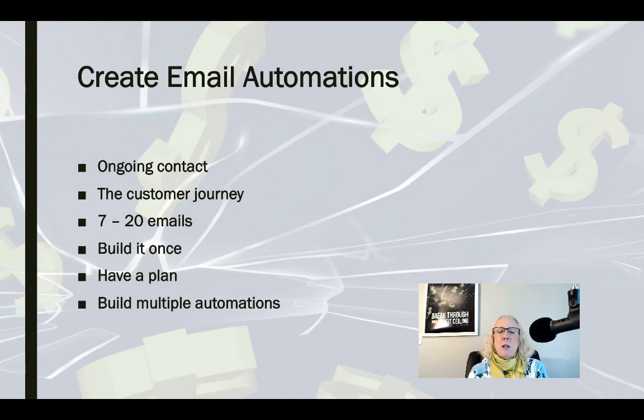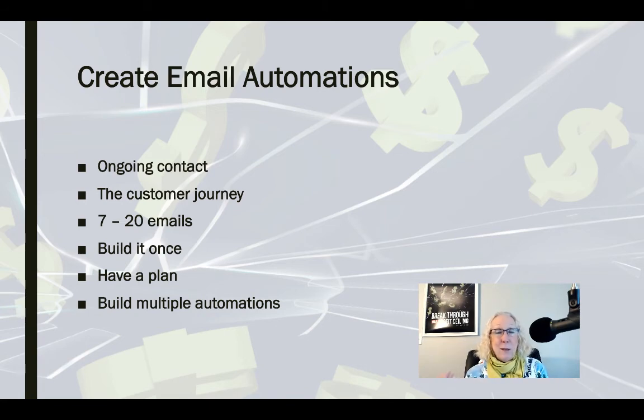All right, so let's talk a little bit more about automations. I love automations. And what are they? They are ongoing contact with the people that are in your database of emails. Typically, like I said, 7 to 20 emails, because that's what the marketers tell us it takes for people to take action, buy something, schedule time with you, whatever that might look like. It takes 7 to 20 emails.